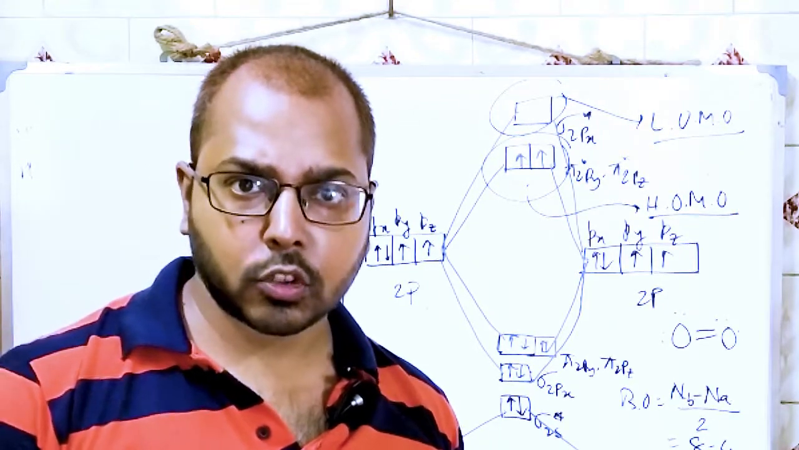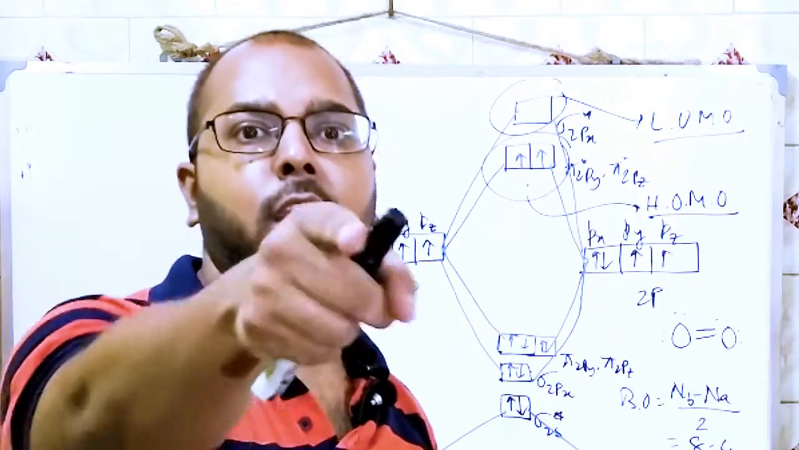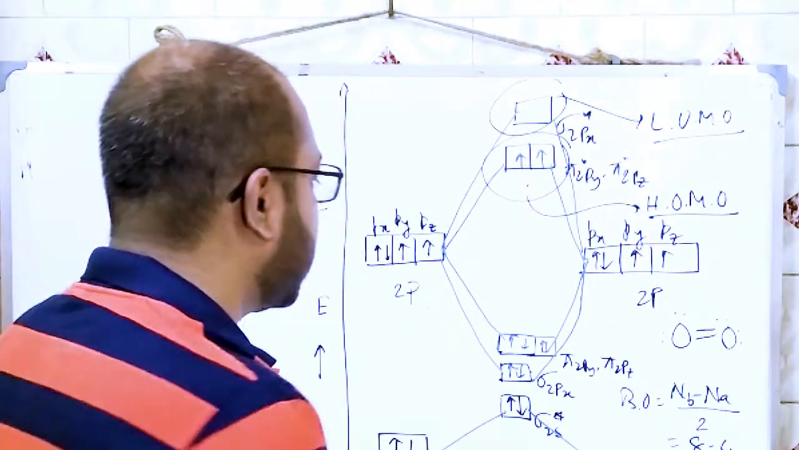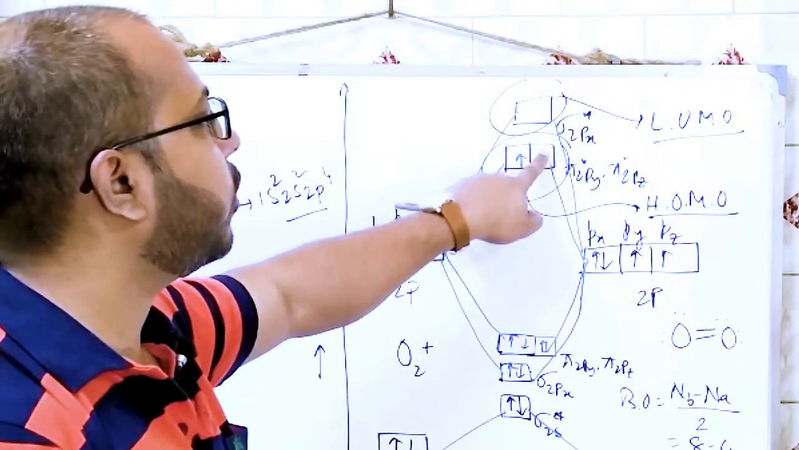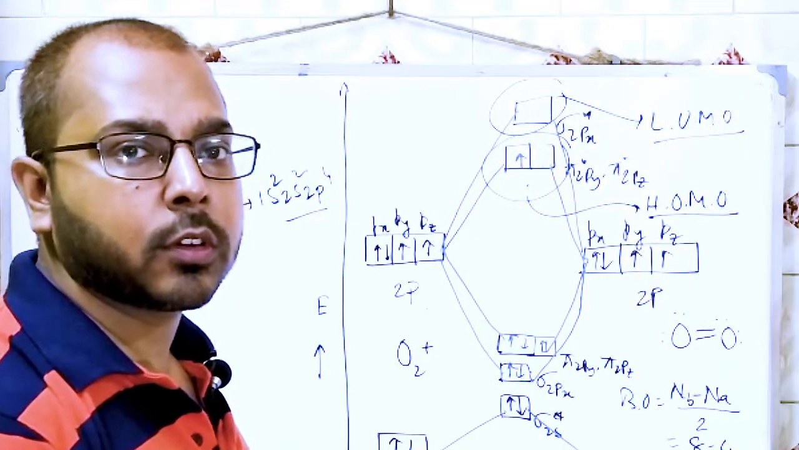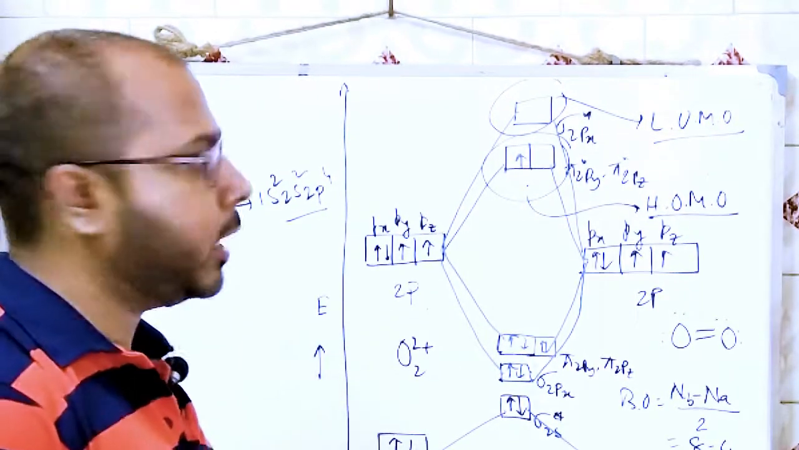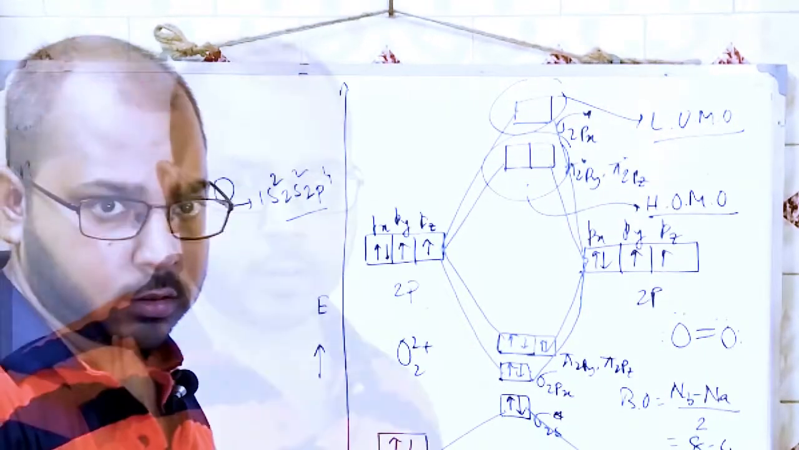Got it? So for O2 plus you can calculate the bond order, and for O2 minus you can calculate the bond order. O2 plus is paramagnetic. Why? Because O2 plus means one electron is to be removed here. But for O2 2 plus, that means one more electron is to be removed here. Then the HOMO will be this one.